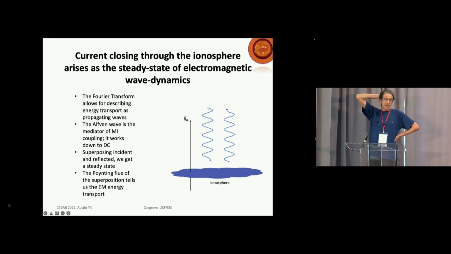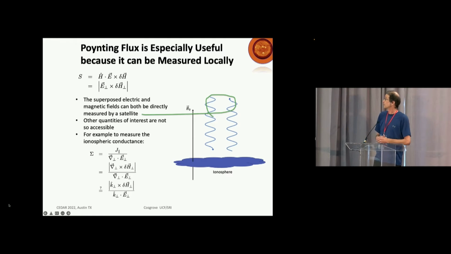And here I don't mean Alfvénic waves, which is something different. That's more of an observational phenomenon of fairly high frequency waves. But in a general sense, the Alfvén wave works all the way down to DC. So there can be some confusion in terminology between Alfvénic waves versus just Alfvén waves, which is a very general term. Okay, so the Poynting flux is then the superposition of those two waves.